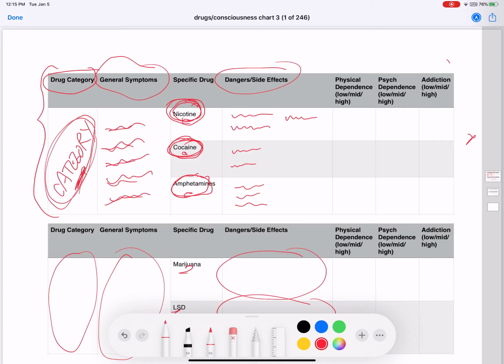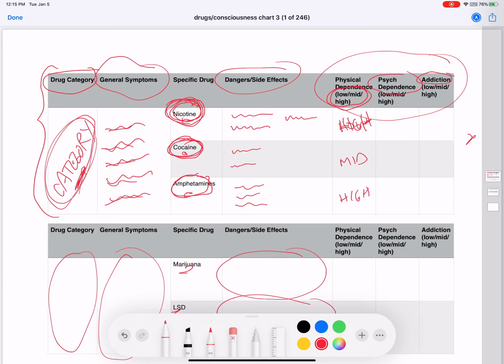This part over here, the last part, you're just simply going to be filling in either low, mid, or high. So that's what I put here. You're going to try to do some research and find out what type of physical dependence does each of these specific drugs, in this case nicotine, what kind of physical dependence does it create? I will tell you right now that you should probably find information that says it has a high physical dependence. Then you're going to look up and see what type of psychological dependence does it have.